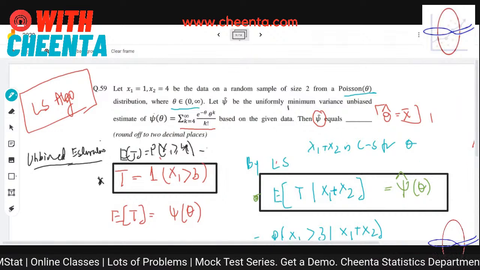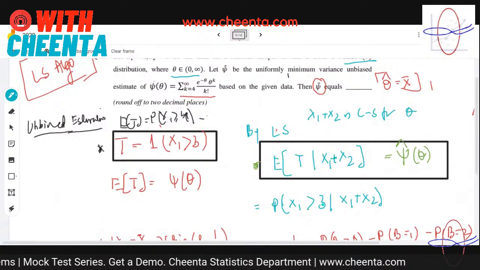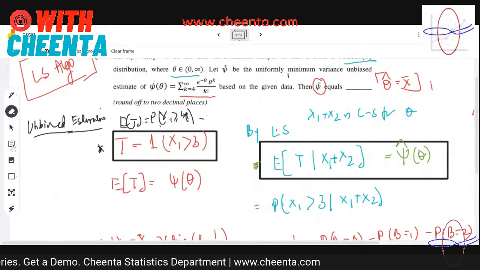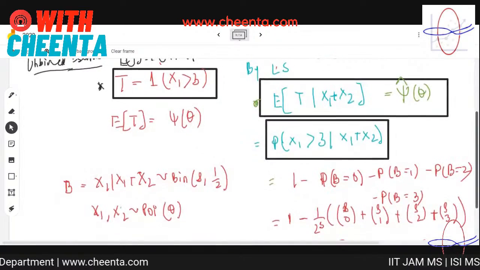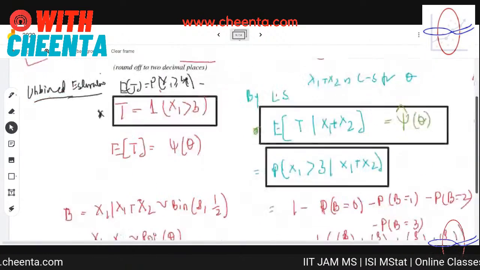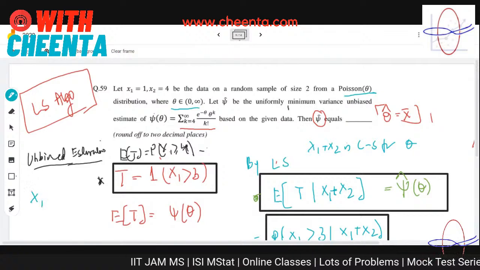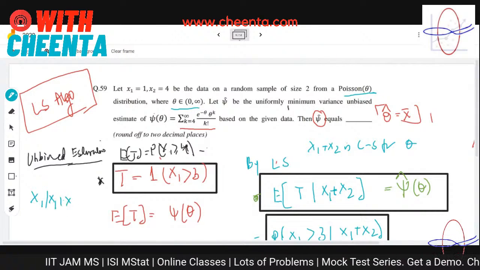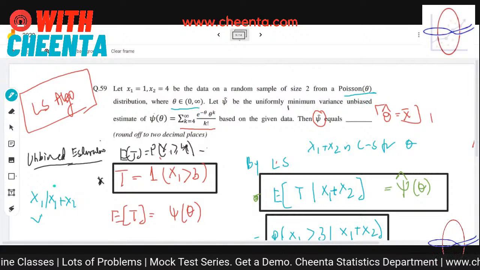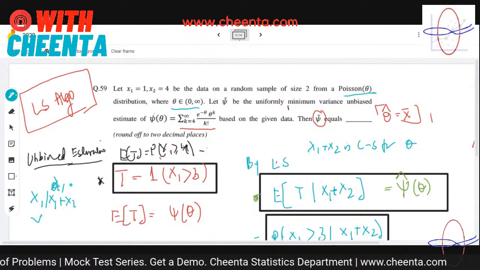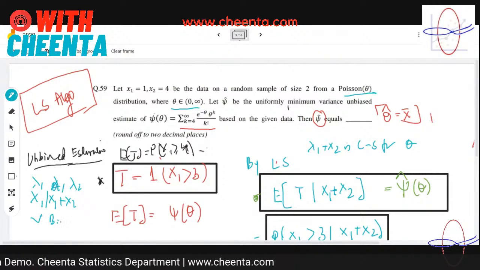Essentially it's the indicator of X1 greater than 3, so you have to find the probability of X1 greater than 3 given X1 plus X2. Now there is a result: X1 given X1 plus X2 follows a binomial. If X1 and X2 are Poisson with lambda 1 and lambda 2, then it follows a binomial.